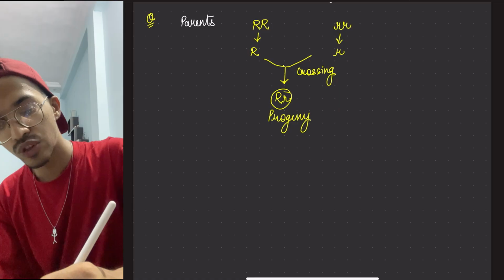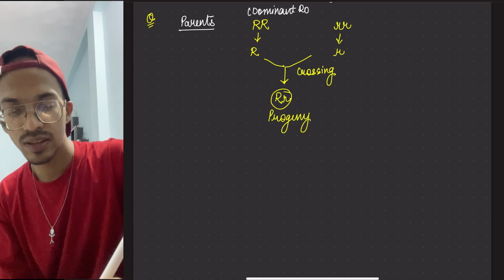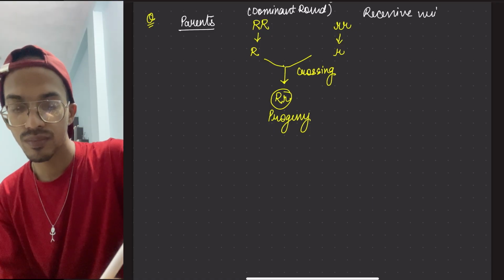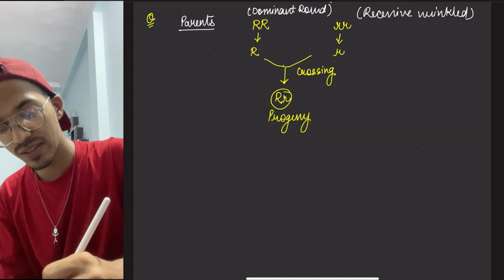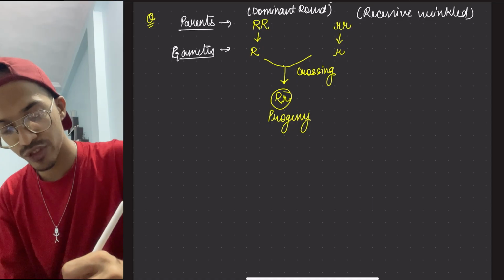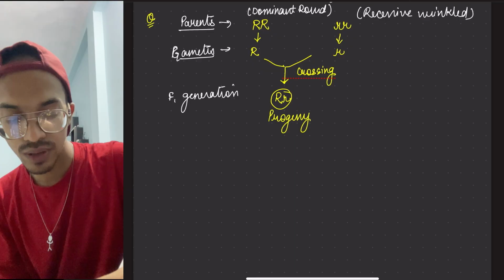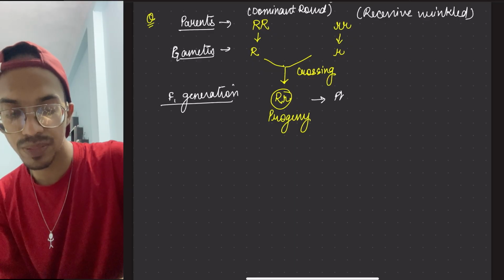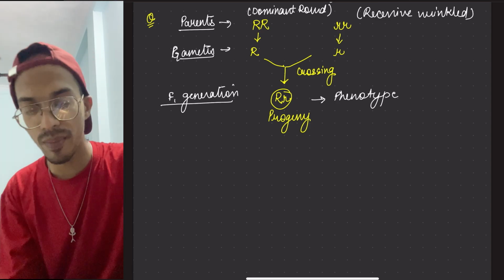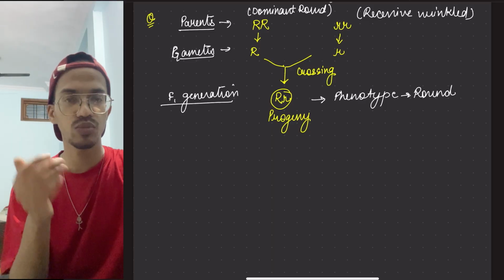This is a dominant round one. This is recessive wrinkled. These are the gametes, and this is the F1 generation. Now, what would be the phenotype of this F1 generation? Capital R is coming, which means it will be dominant. The dominant character is round. Genotypically, we know that capital R, small r is there.